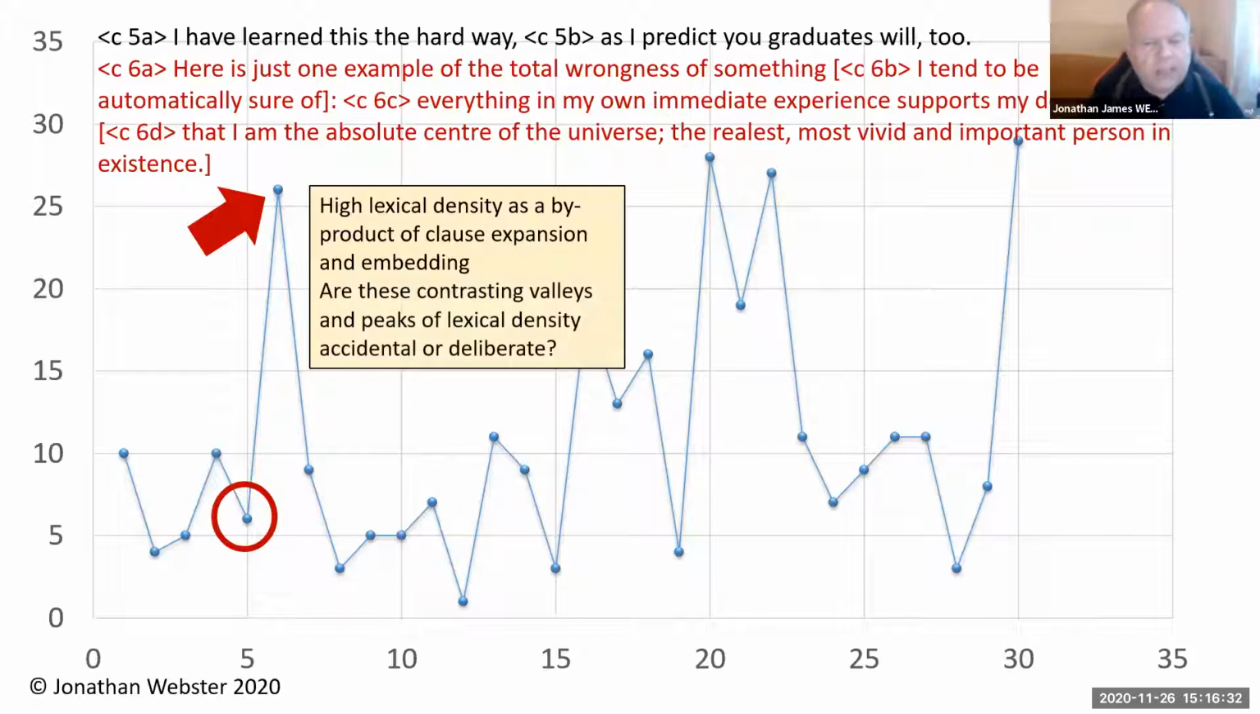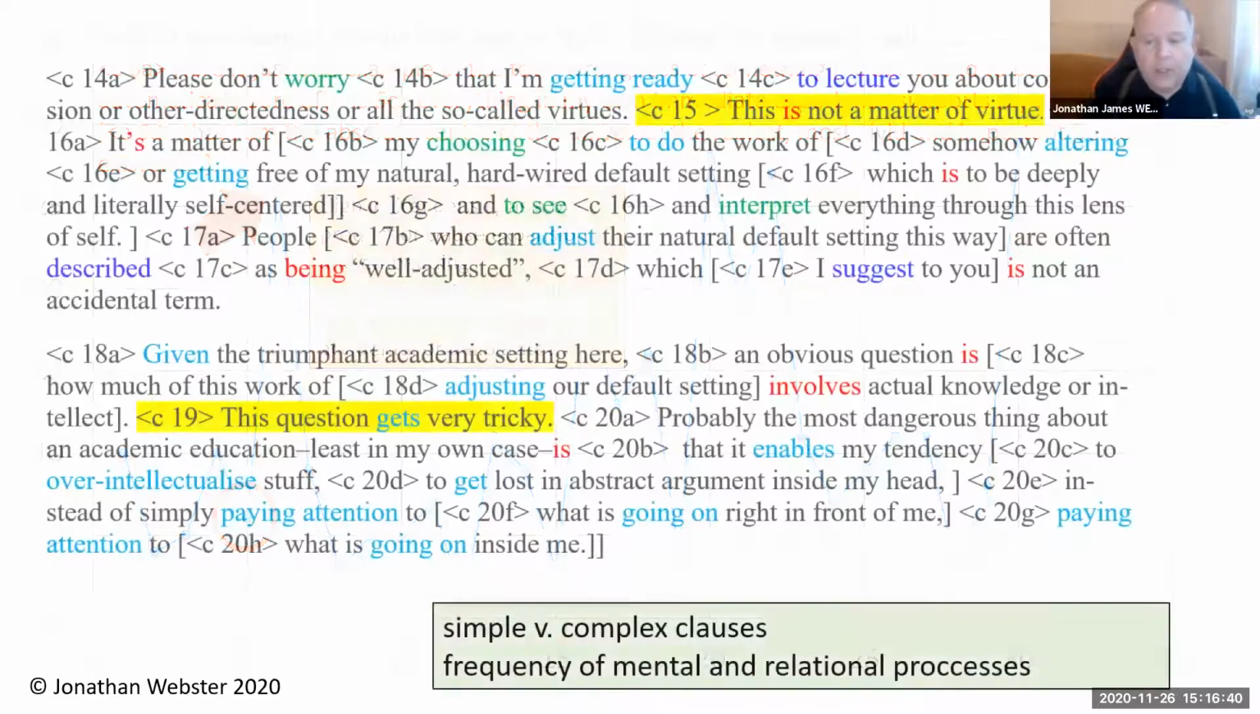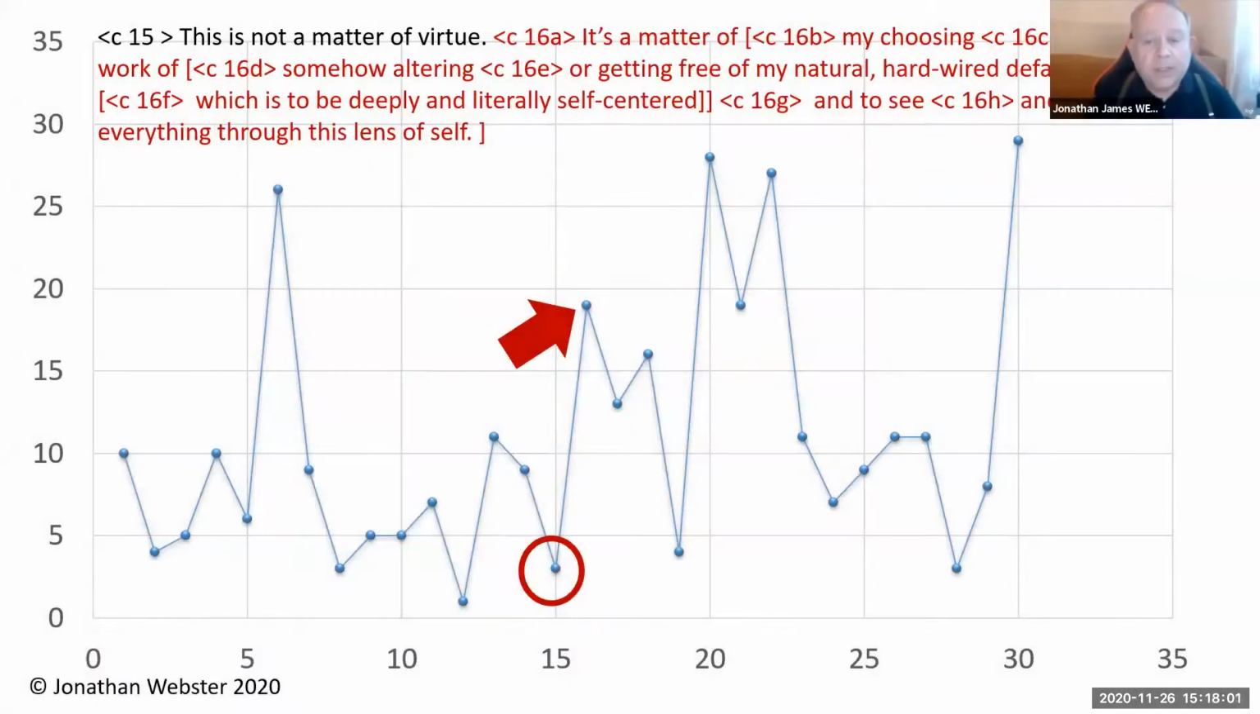Now, these contrasting valleys and peaks, one could ask, are they accidental or are they deliberate? We see it again in the next part here. Again, we notice the simple, "This is not a matter of virtue. This question gets very tricky," but then followed by a peak of high lexical density. Notice the contrast between 15 and 16, where he says, "It's a matter of my choosing to do the work of somehow altering or getting free of my natural hardwired default setting, which is to be deeply and literally self-centered and to see and interpret everything through this lens of self."